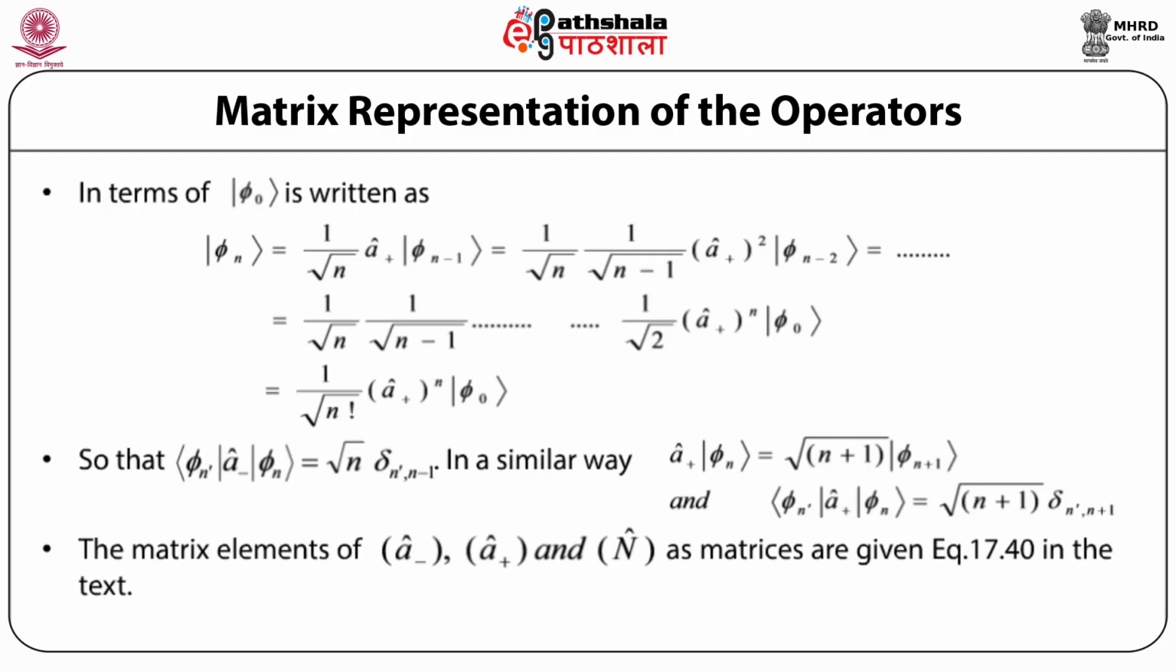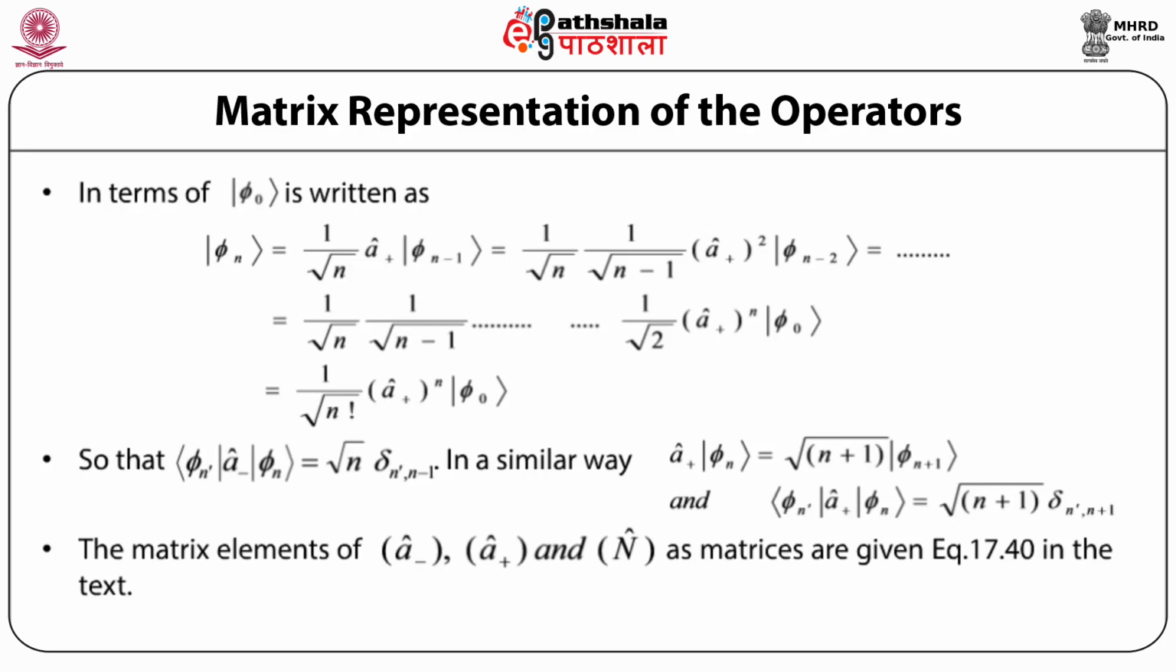so that the expectation value of the eigenvector phi n with respect to the lowering operator A minus, that is bra vector phi n prime, lowering operator A minus, ket vector phi n, is given as under root n times delta operator n prime comma n minus 1. That is, if n prime is equal to n minus 1, then the delta operator gives 1. Otherwise, it gives 0 value for all n prime not equal to n minus 1.